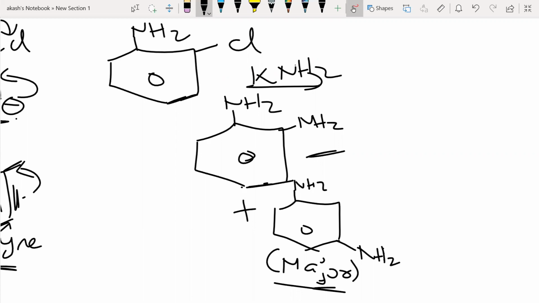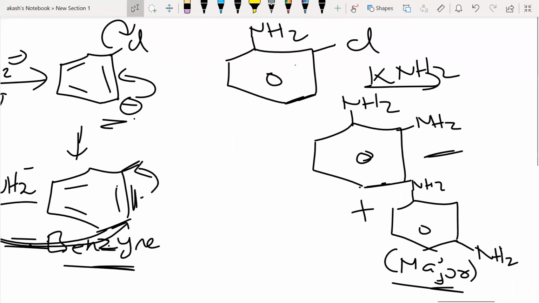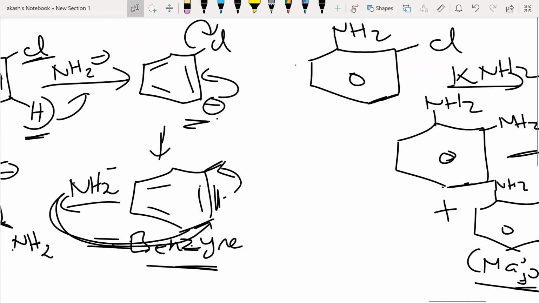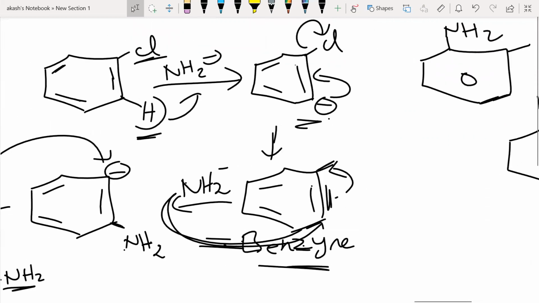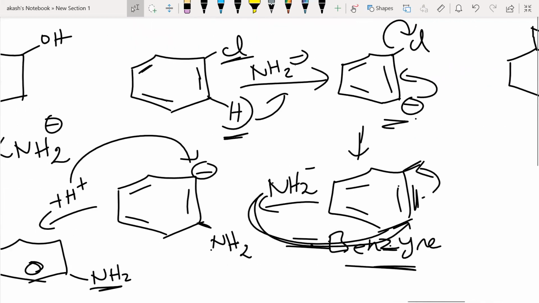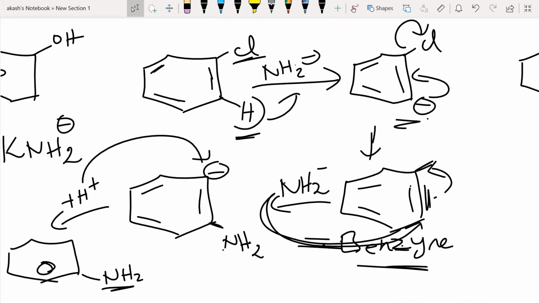Sir, because in the first compound there's steric hindrance between the NH2 and NH2. Steric, no, that's not the reason. No. Okay, let me keep the mechanism for this if you want. Okay, this is the mechanism.